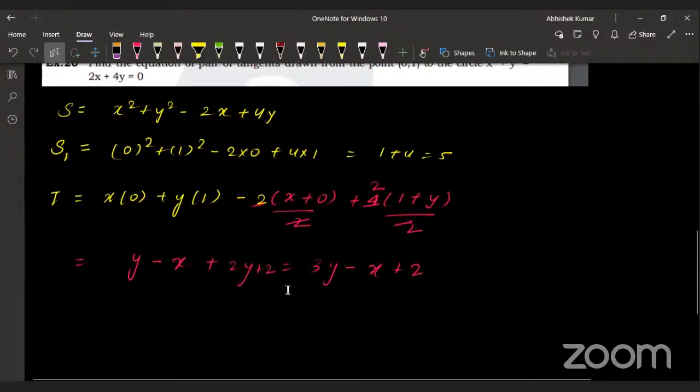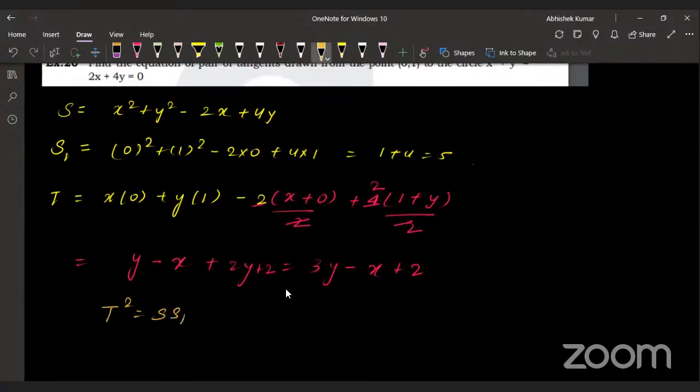Now you have this equation, T square is equal to S1. Put it here. So T square means 3y minus x plus 2 whole square is equal to S1. So you have x square plus y square minus 2x plus 4y into S1. So that is 5. Solve it. That's your equation simply. Got it or not, everyone?